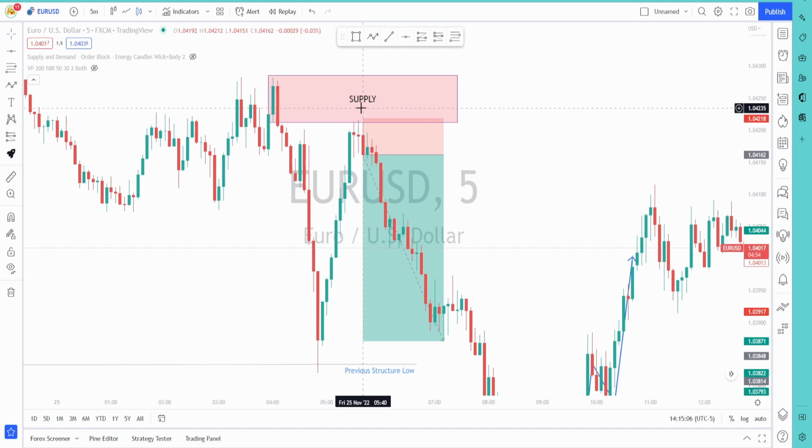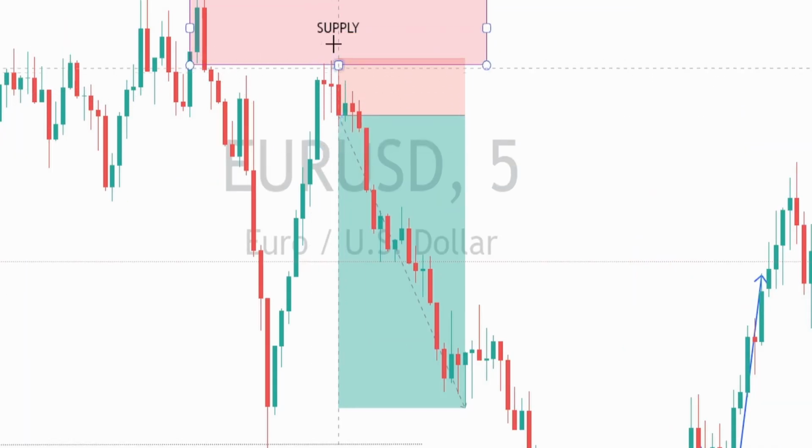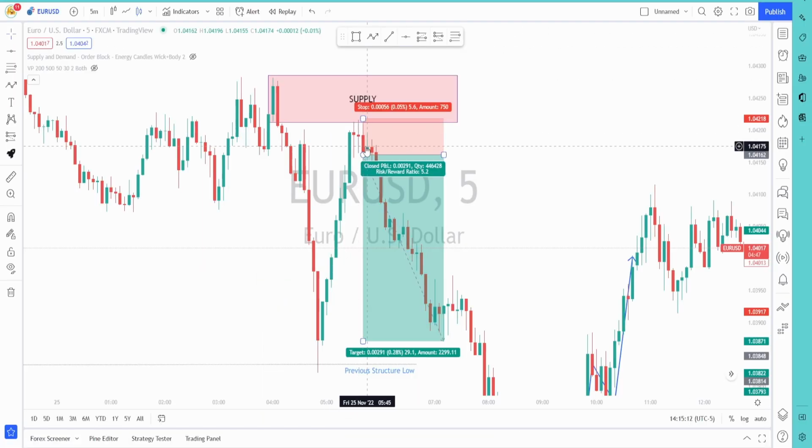touching supply, stalling out in this area. You can see that it's having a hard time going any further. And then you see an engulfing pattern. And at that point, somebody could have decided to get in on the trade there at the close of the candle, stop loss just above and targeting the low, and the risk to reward would have been just over 5.